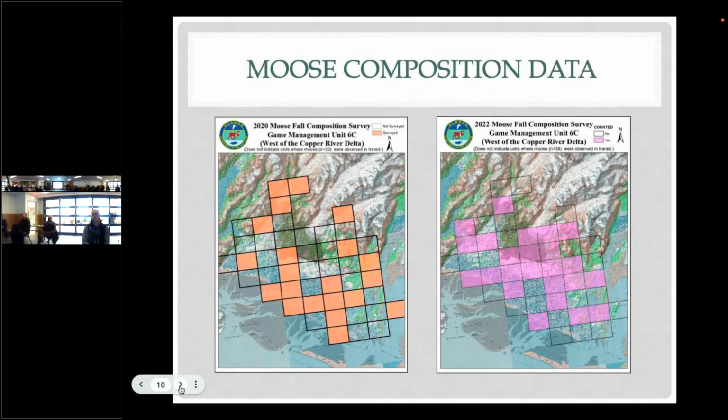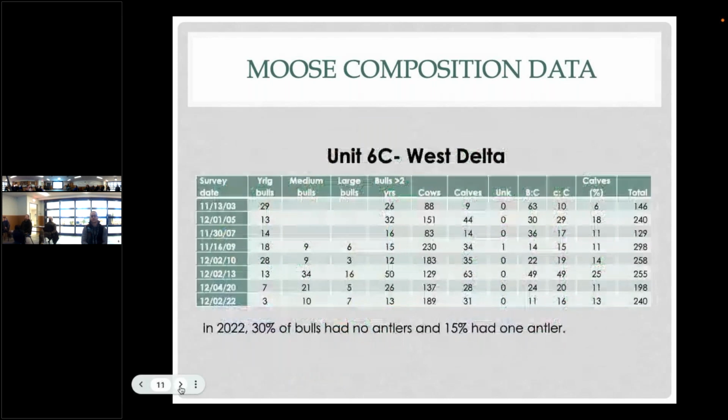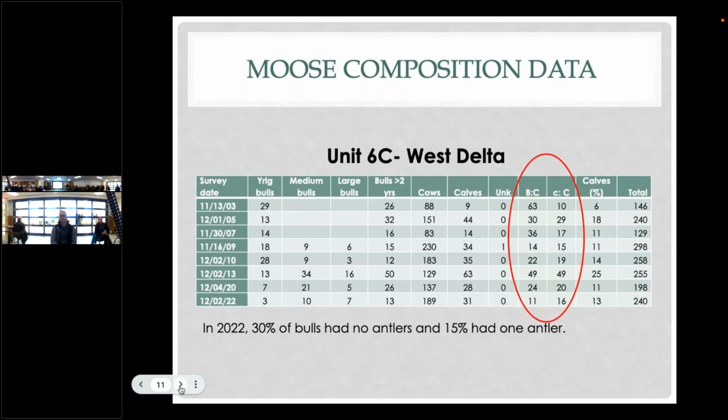So to give you a summary of the results, these are all the results of the last 20 years, but the most important columns here are the bull-cow ratio and calf-cow ratio. This is bulls per 100 cows, calves per 100 cows. And our objective for the West Delta is 25 bulls per 100 cows. So you can see when I looked in 2020, we were pretty dang close. That's pretty much on target as far as I'm concerned. We're at 24 bulls per 100 cows. Calf-cow ratio was good.